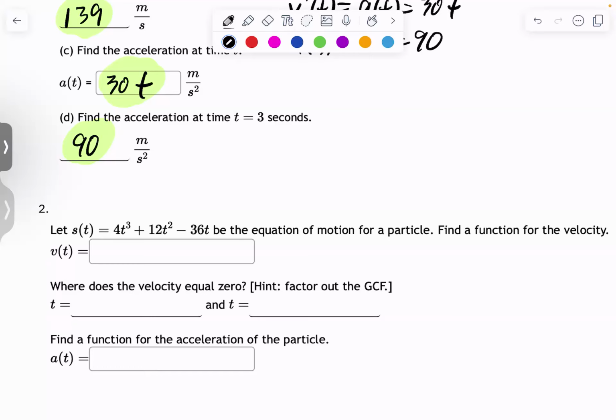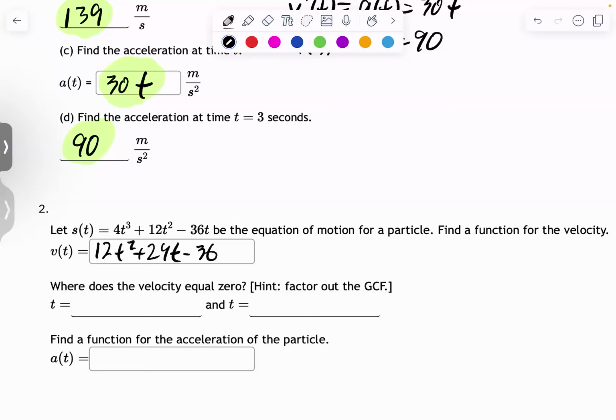So we have another function, a position function, which is 4t cubed plus 12t squared minus 36t. And this is the motion of a particle. Find the function for the velocity. So again, that's just the first derivative. 12t squared plus 24t minus 36.